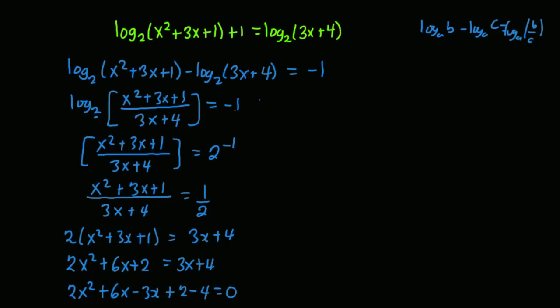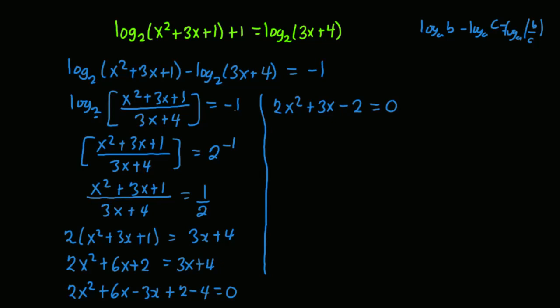So we'll end up with 2x squared plus 3x minus 2 is equal to 0. Now, we have this quadratic equation. Negative 2 times the 2 will give us negative 4. So we are looking for two numbers such that when we multiply, you get negative 4, but when we add or subtract, you get positive 3.